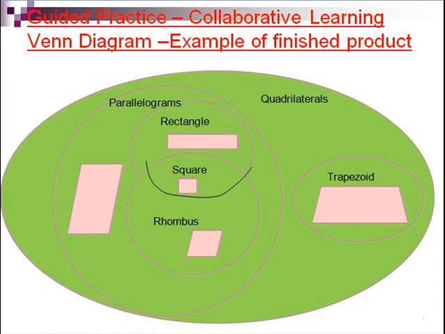Here is an example of what a completed Venn diagram should look like when the students are finished with the activity.